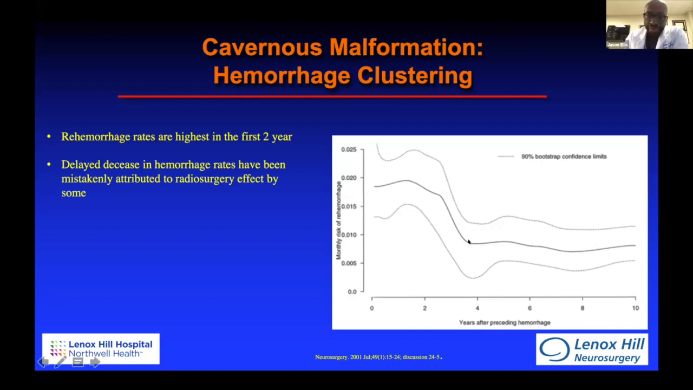In the past, we've mistakenly attributed this phenomenon of risk reduction after 2 years to certain treatments such as radiosurgery, but through analysis, we've figured out that radiosurgery is not effective on these lesions, and it's really just the natural history of cavernous malformations to have a lower bleed rate after about 2 years.